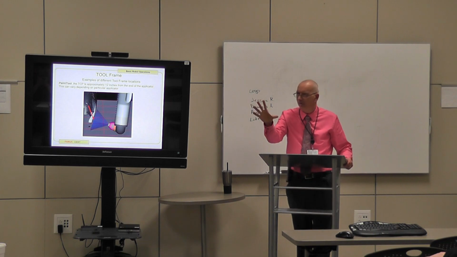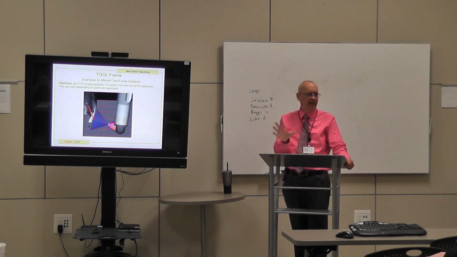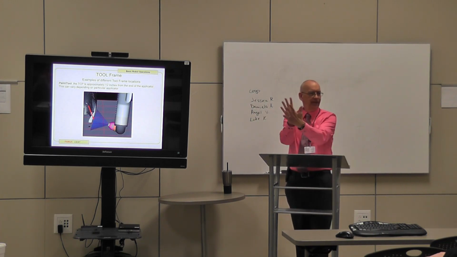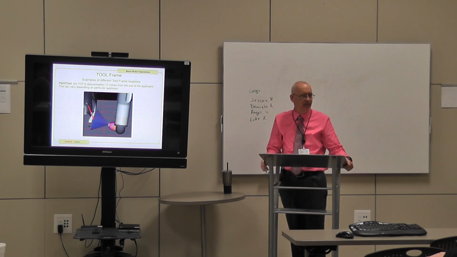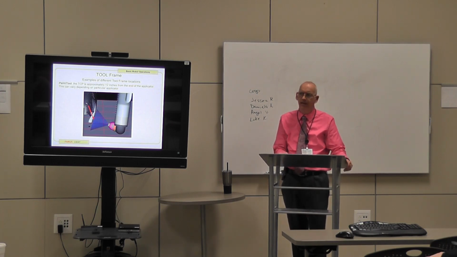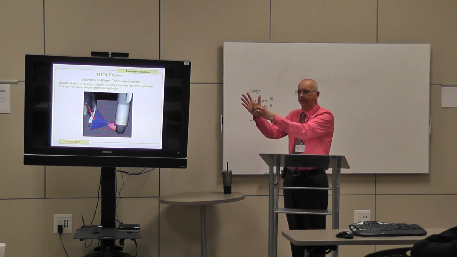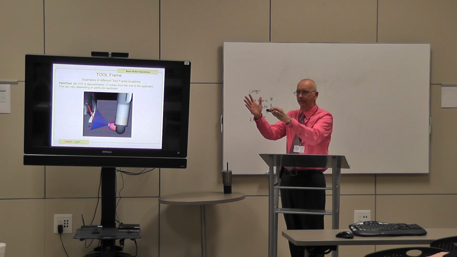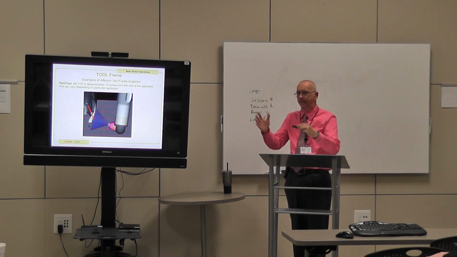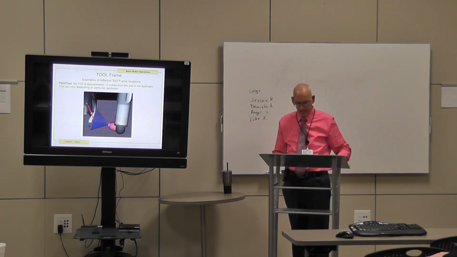Because you're spraying outward, whatever is defined as your spray out, the end of that is going to be your TCP. You can't use the end of the paint gun, because then your paint gun is going to be right next to the part, and you have to have that spray out position. So you have to measure what your spray out position is going to be.